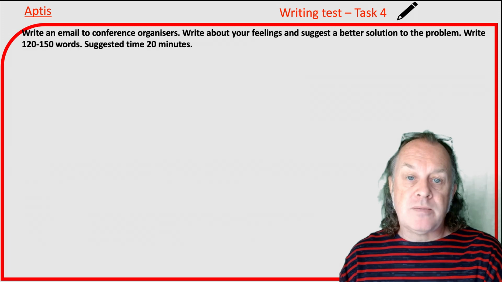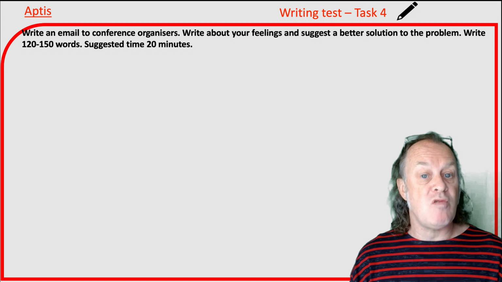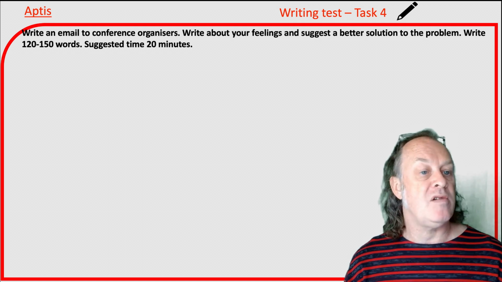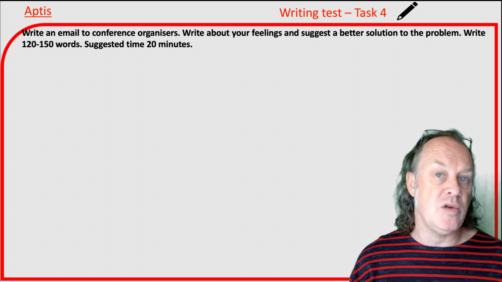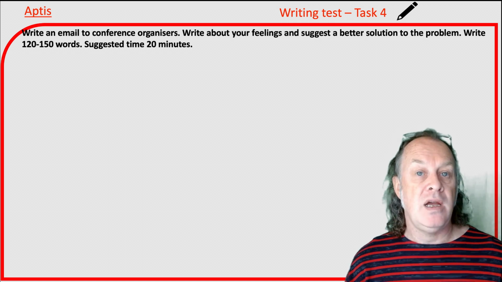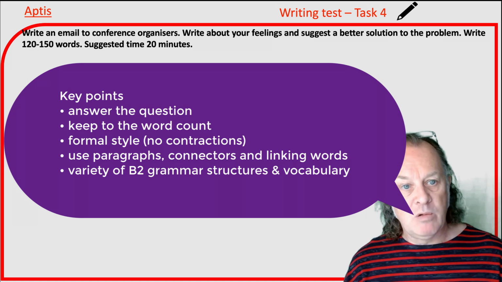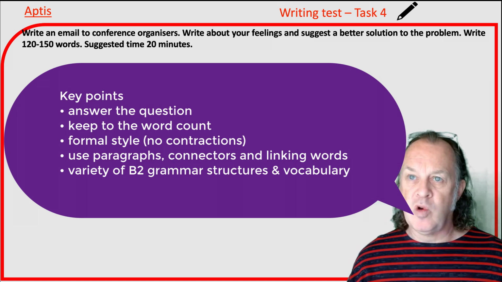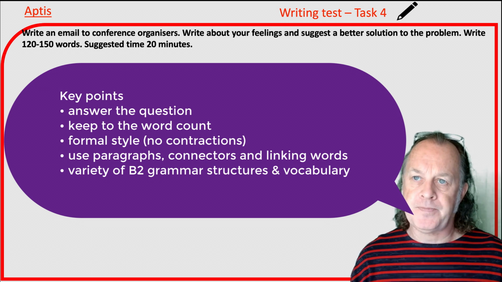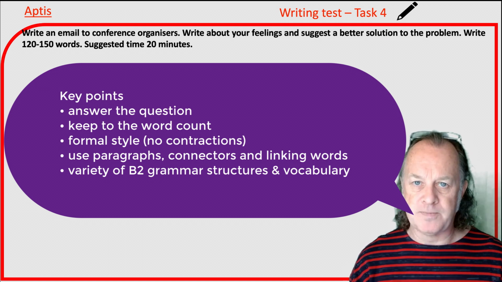Okay, and the second part is write an email to the conference organisers. Write about your feelings and suggest a better solution to the problem. Write 120 to 150 words, and our suggested time is 20 minutes. Remember, answer the question. Keep to the word count, and your language should be formal, no contractions, use paragraphs and connectors and linking words.